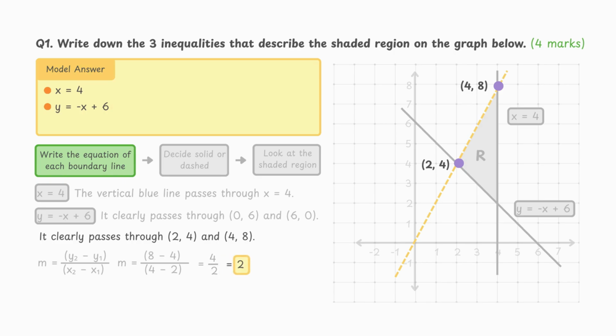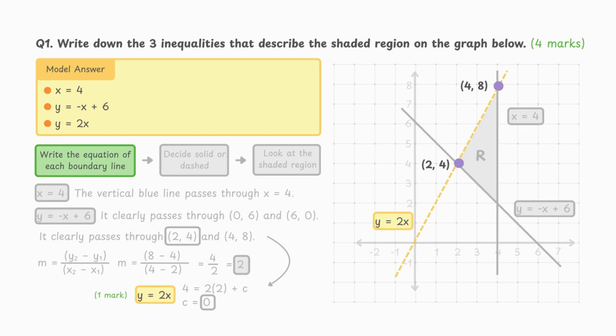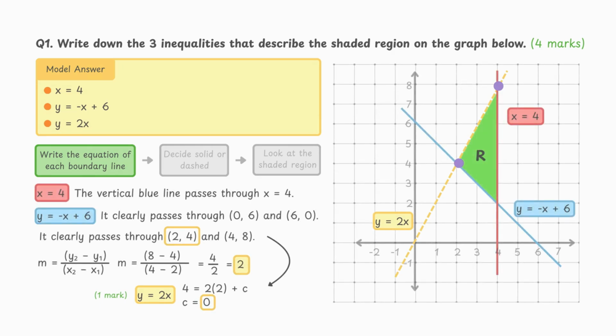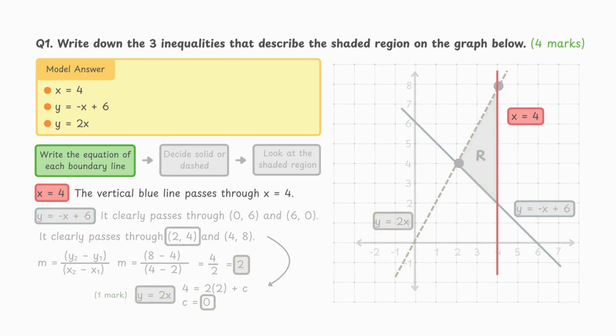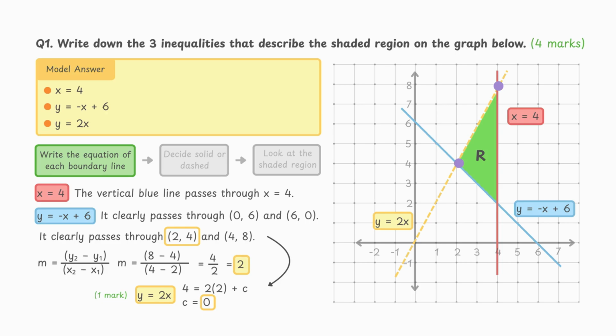Now we use the form y equals mx plus c. Substitute one of the points, for example (2, 4). 4 equals 2 multiplied by 2 plus c. So 4 equals 4 plus c, which gives c equals 0. So the equation of this line is y equals 2x. At this stage, we have now identified all three boundary lines: x equals 4, y equals negative x plus 6, and y equals 2x. In the next step, we will decide whether each line is solid or dashed, and then use the shaded region to write the inequalities.